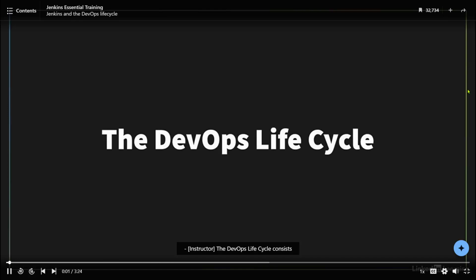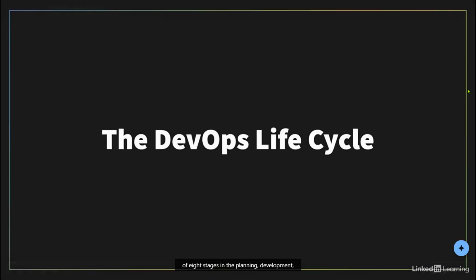The DevOps lifecycle consists of 8 stages in the planning, development, and operation of a system or software application. Let's take a look at how Jenkins fits into the DevOps lifecycle and how using Jenkins ties into continuous integration and continuous deployment.